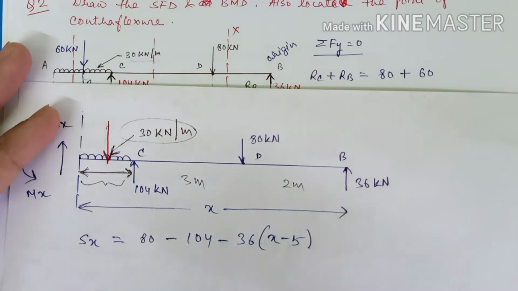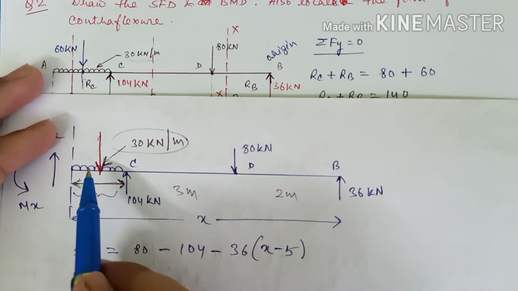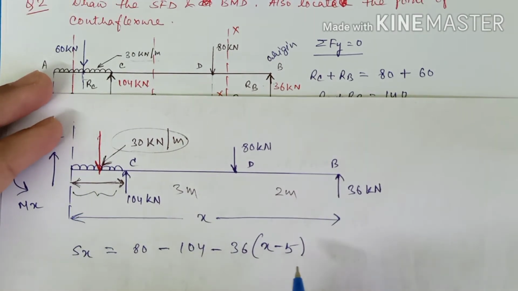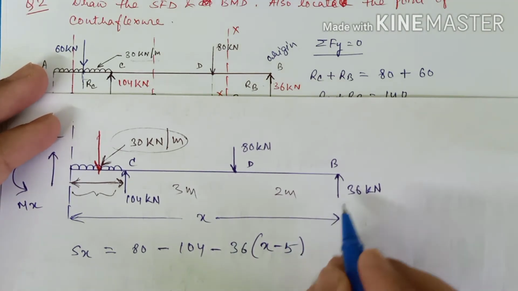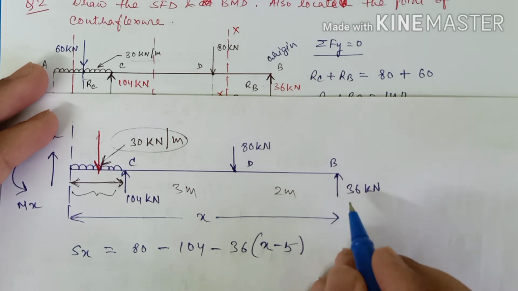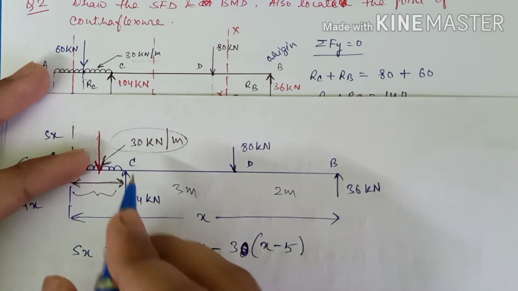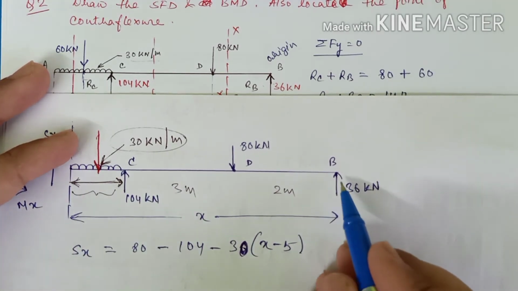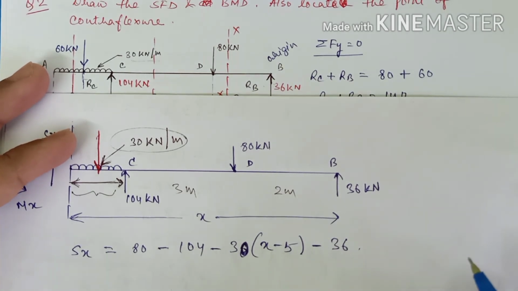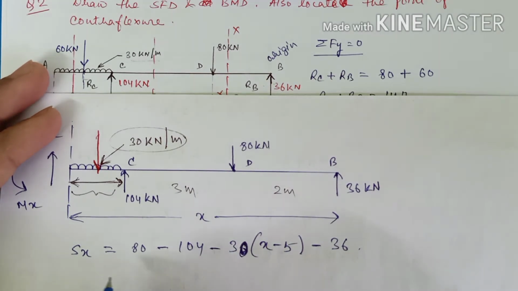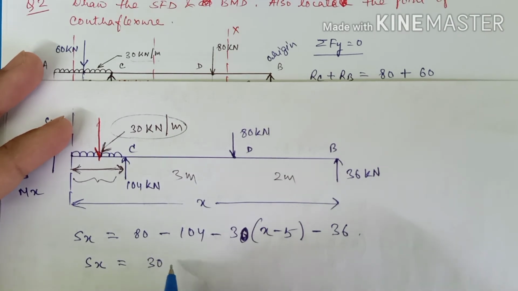We are given only the unit forces, right? So for finding the total force on the UDL, we have to multiply the force with the distance. So this is it. One more thing we had, that is this one, which will be 30, right? This is not 36, this is 30, I'm sorry. This is 30 multiplied with this distance, and this 36 is minus 36.